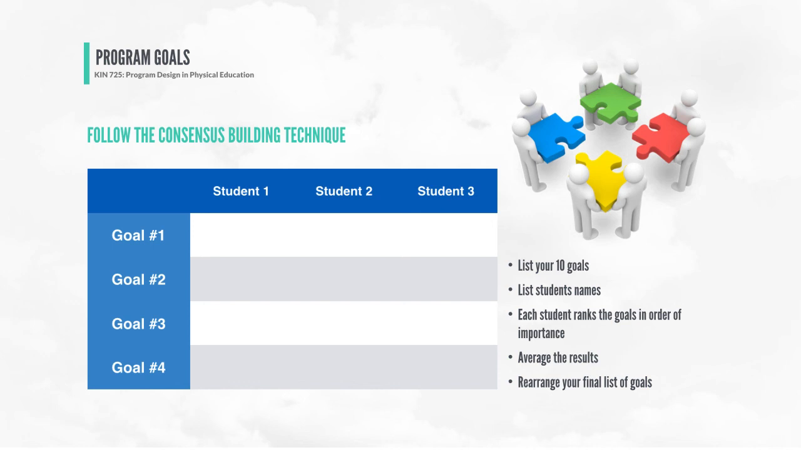Once this is done, you'll have to average the results. So you'll add the number or the order of each goal, and then you'll divide that by the number of team members you have to give you your final average ranking of all the goals. So once you have this list, you'll complete this and post this with your completed Step 2 assignment. For future steps, remember to rearrange your goals to reflect the correct order of importance.